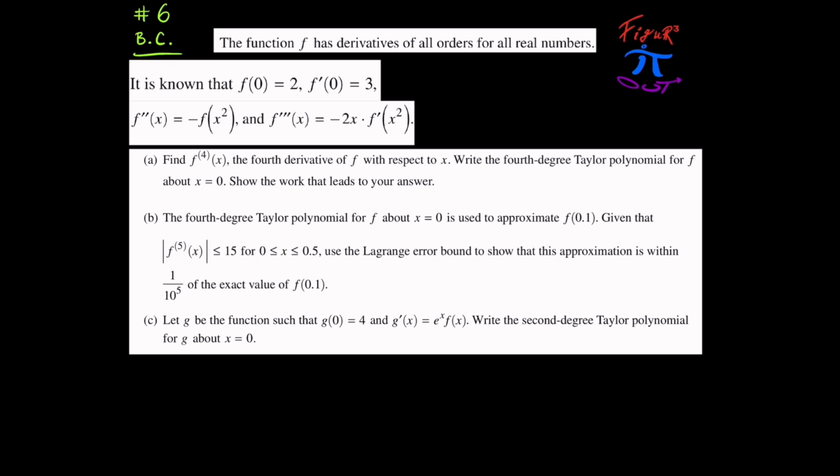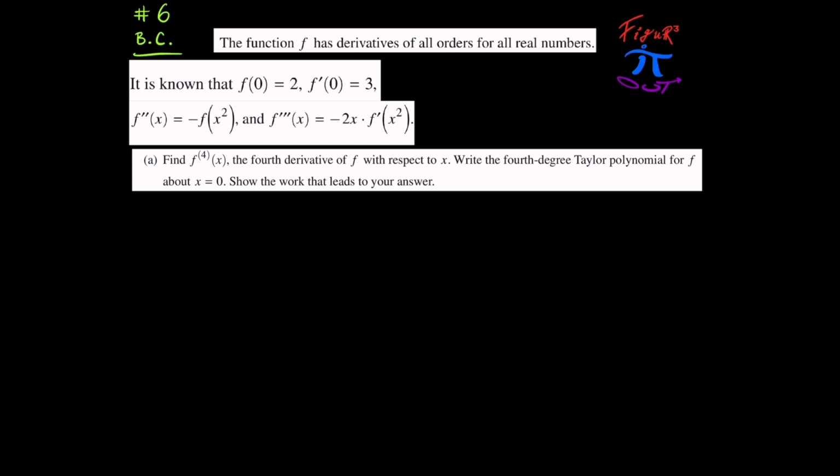And then we're given a function g of x, or g prime of x, to which we are to write its second-degree Taylor polynomial about x equals 0. Alright, so let's see how this one goes. Part A, find the fourth derivative of f with respect to x. Write the fourth-degree Taylor polynomial of f about x equals 0.